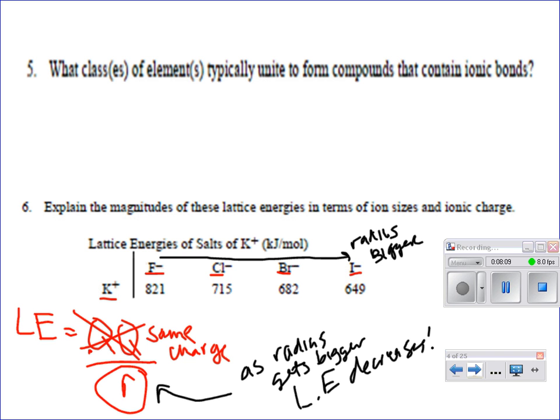Okay, simple. That's as far as you need to go with Coulomb's law and lattice energy. QQ over R. All right.